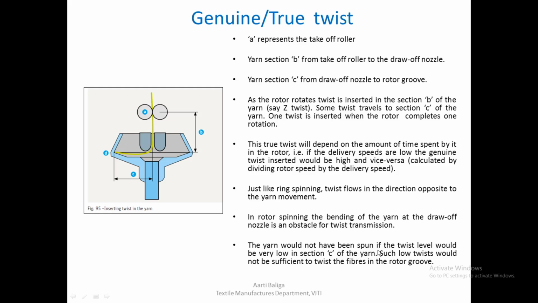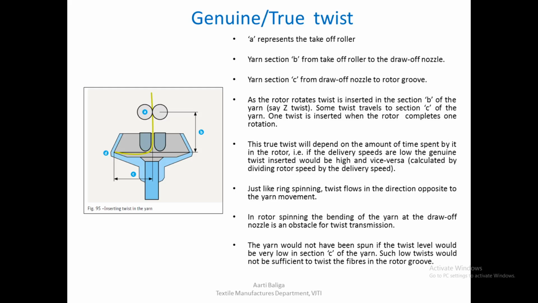The yarn would not have been spun if the twist level were very low in section C. Now imagine that there is hardly any twist in section C and it is being rotated at a very high speed by the rotor. The yarn would be very weak in this area and you couldn't have spun the yarn if nothing else had been done. So such low twist would not be sufficient to twist the fibers in the rotor groove.